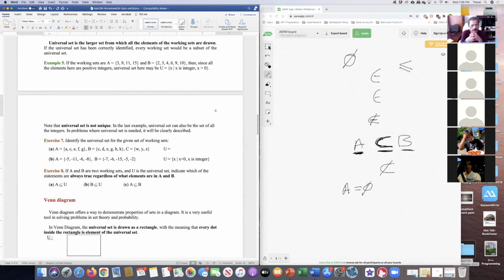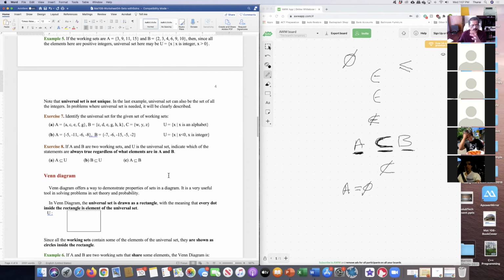Clearly, it's infinitely long. How will you do the one before that one? You can write it as the set of all X such that, I'm sorry, such that has to be vertical, X is an alphabet. Okay, that's how you describe that. So universal sets are usually infinitely long, so you have to use set builder notation.